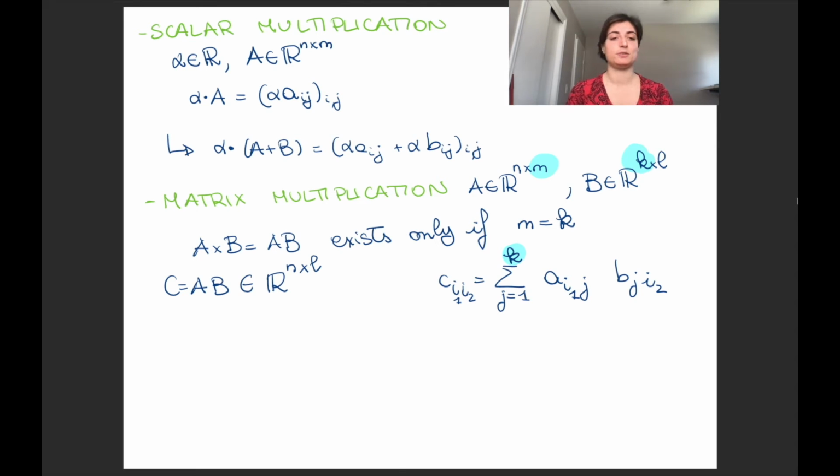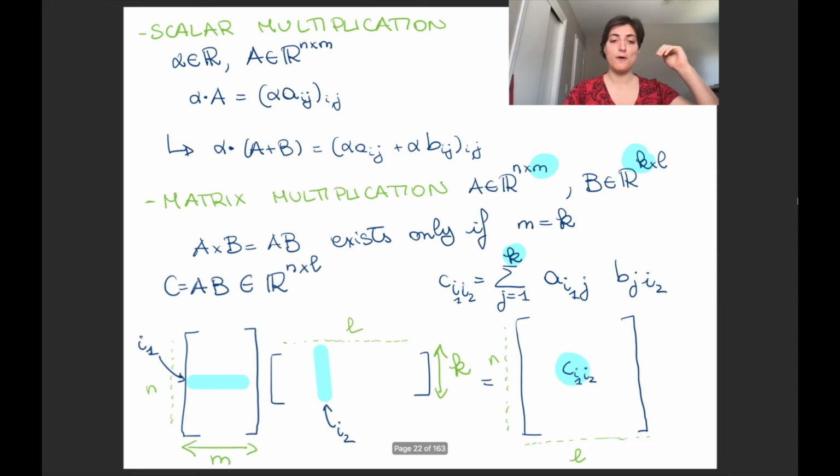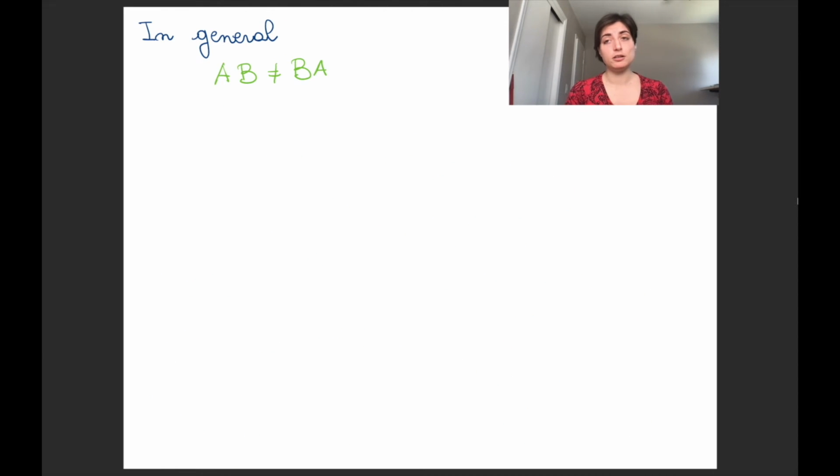If that is the case, then we can define a new matrix that has the number of rows of A and the number of columns of B. And each element of C is defined in this way. You fix the row of A and the column of B, and then you take each element in the specific row and the specific column, multiply them, and sum them all. In general, A times B is different than B times A. Actually, you can have the situation in which one of the two exists and the other doesn't exist.